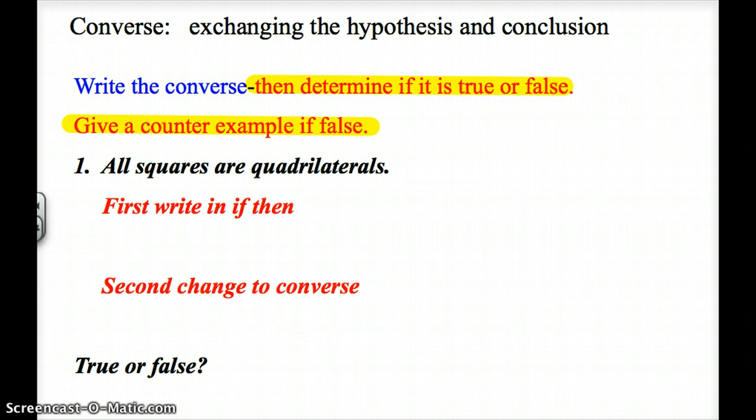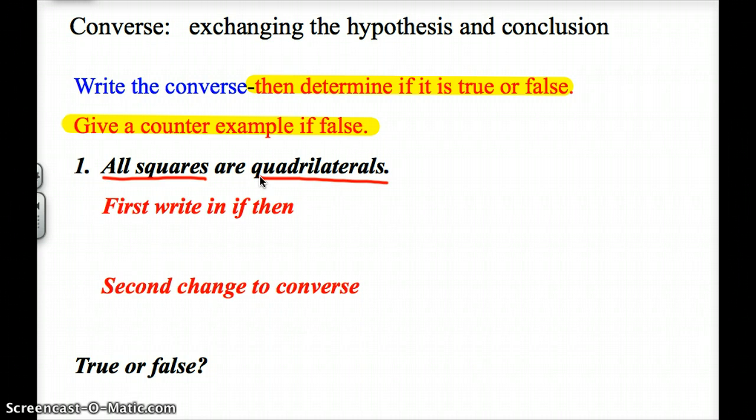So the first thing you have to do, and I have notes here, and I suggest that you write those down. When you go to write a converse, the first thing you need to do is make sure that you have the hypothesis and the conclusion identified. And so I encourage you to take a minute and write it in if-then form. All right, so now when I read my example here, it says all squares are quadrilaterals. When I write this as an if-then statement, it needs to be true. My conditional statement needs to be true. So I have two things. I have squares and I have quadrilaterals.